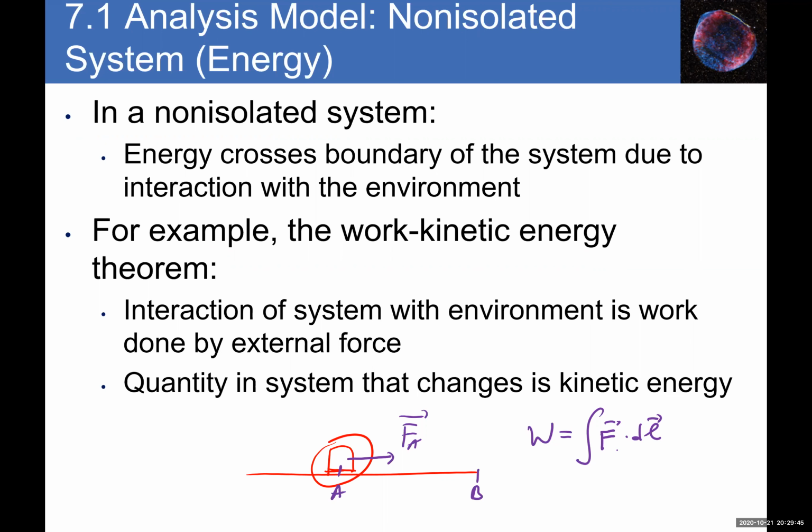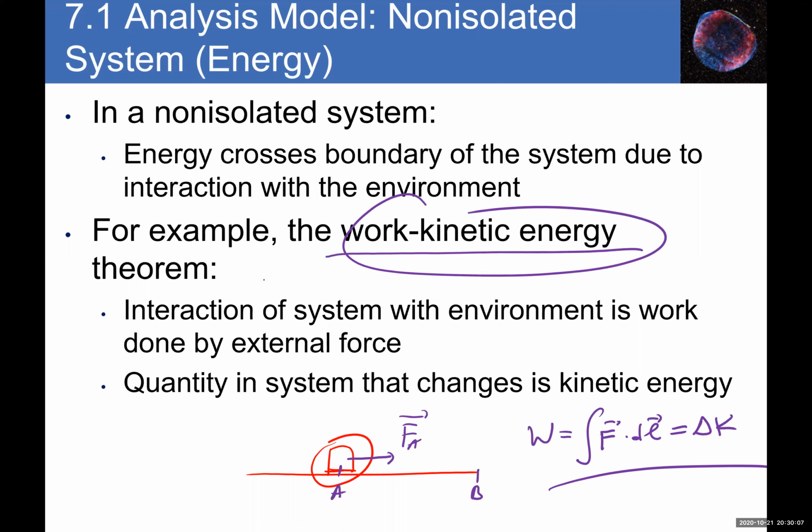As the energy of the system changes, then according to the work-kinetic energy theorem, that energy can go into kinetic energy. So you can say the interaction of the system with the environment is work done by an external force, and the quantity in the system that changes is kinetic energy. Then we can say this equals delta K. This was the work-kinetic energy theorem. So we can transfer energy into the system, and the energy of the system changes due to the work done by this type of force.